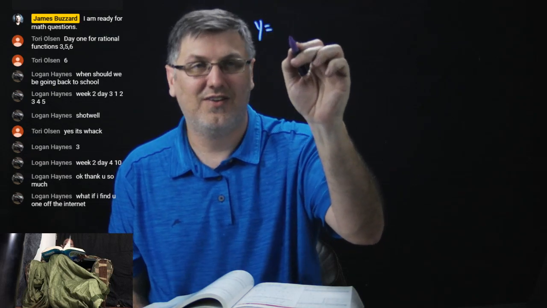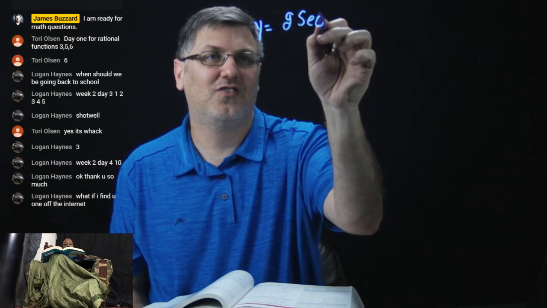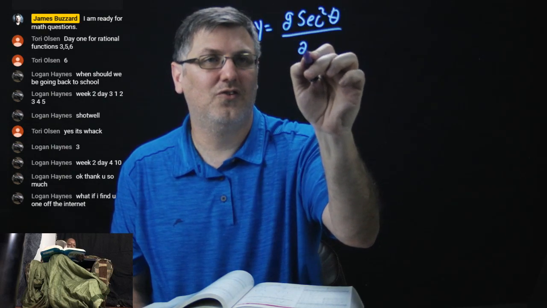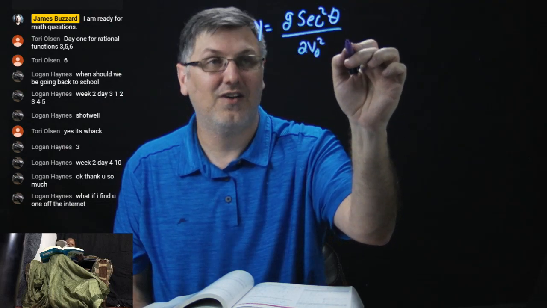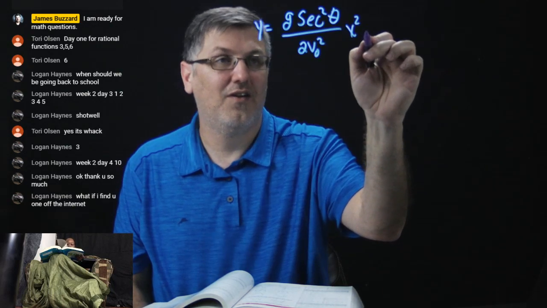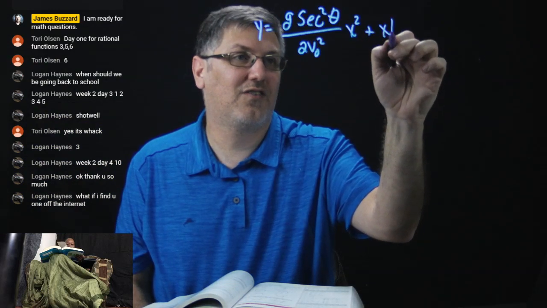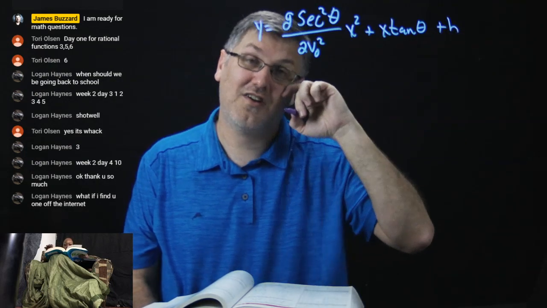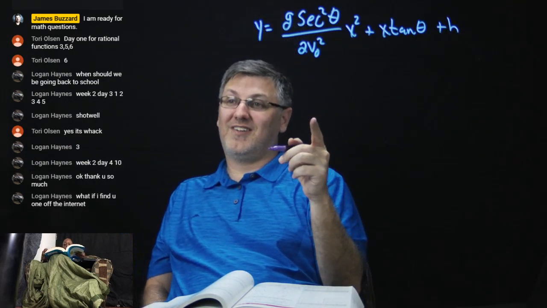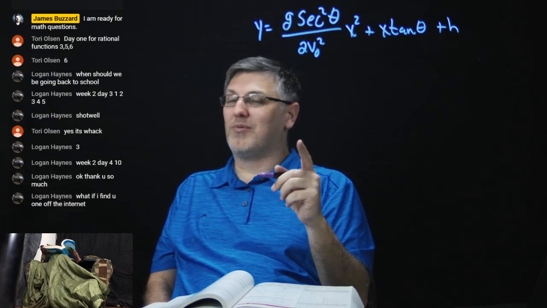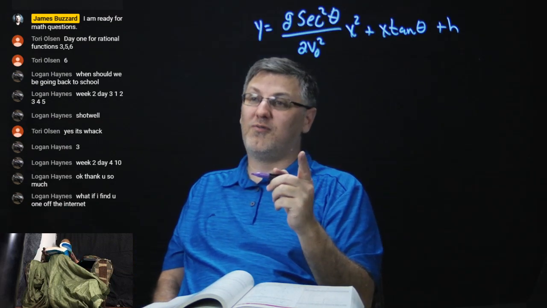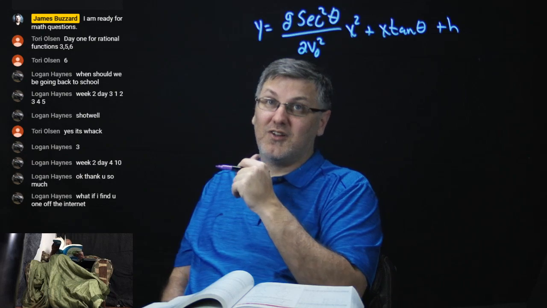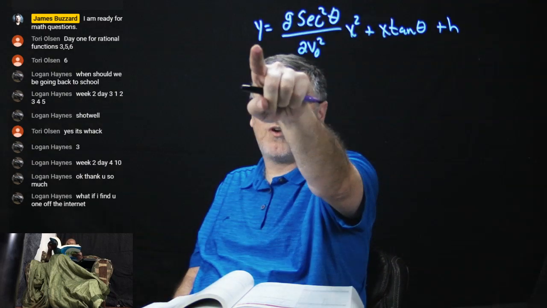y equals g secant squared theta over 2 v naught squared times x squared plus x tan theta plus h. And the reason I laugh at this is that it's a problem they have to solve on my pre-cal final. In this case, I give them the bullet drop, which is y.